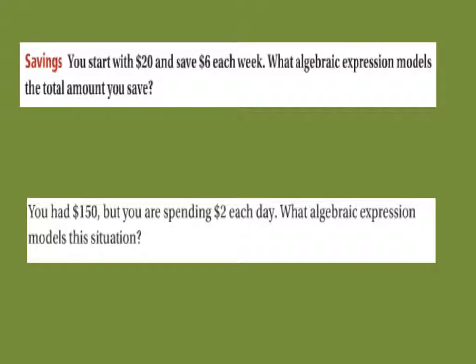Here you get to write an algebraic expression. You start with $20, so the $20 does not change. So I'm going to write down 20 right away because that will not change. Each week you save $6, so you're adding to the 20. And each week, let's say, is modeled by an x, you're adding 6. So this is what the algebraic expression would look like. Try to attempt the next problem by yourself.